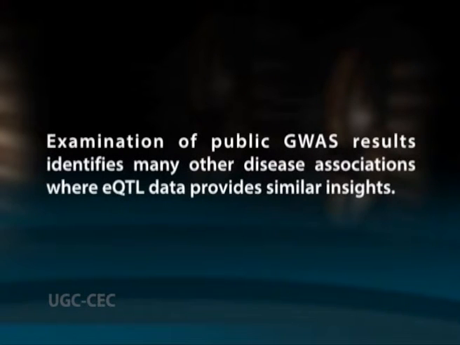Another CD locus identified in the meta-analysis coincided with the asthma risk locus on chromosome 17, in which the disease markers are also correlated with the expression of ORMDL3 and GSDML. Thus, the same genetic variants contribute to susceptibility to both CD and asthma, possibly by perturbing expression of one or both of these genes. Examination of published GWAS results identifies many other disease associations where eQTL data provides similar insights.